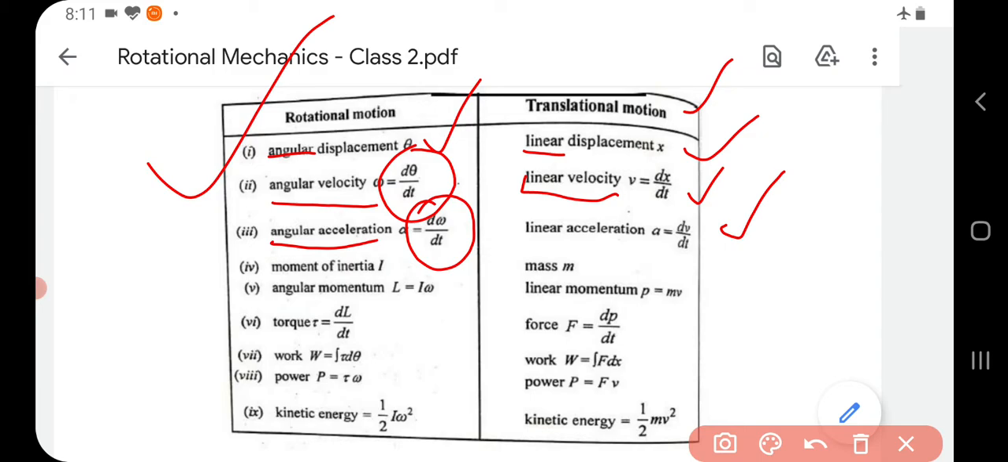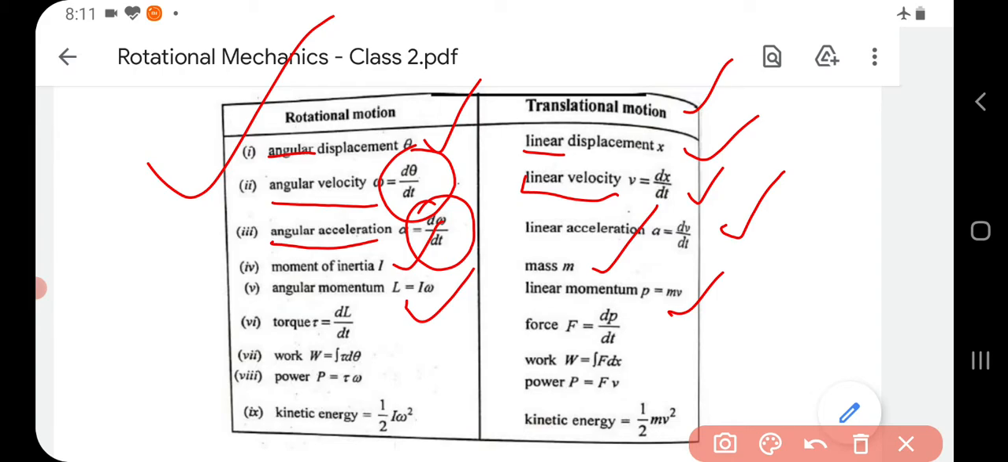Here moment of inertia I, here we are denoting it with a small letter mass m. Angular momentum L equal to I omega. Here we use linear momentum P is equal to mv, mass into velocity.